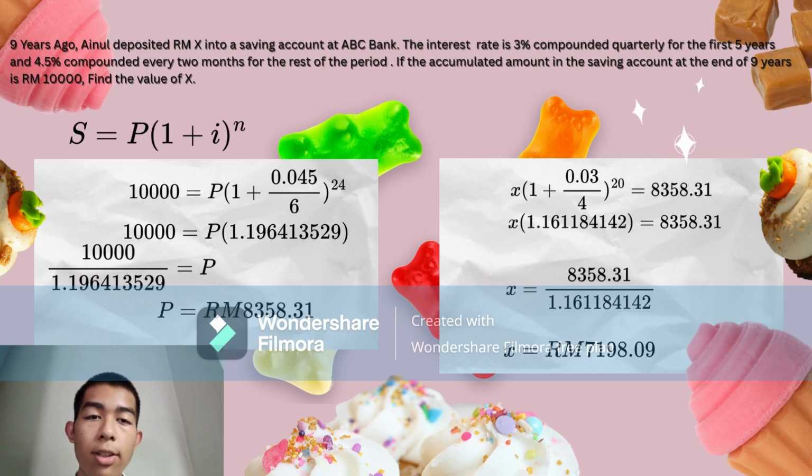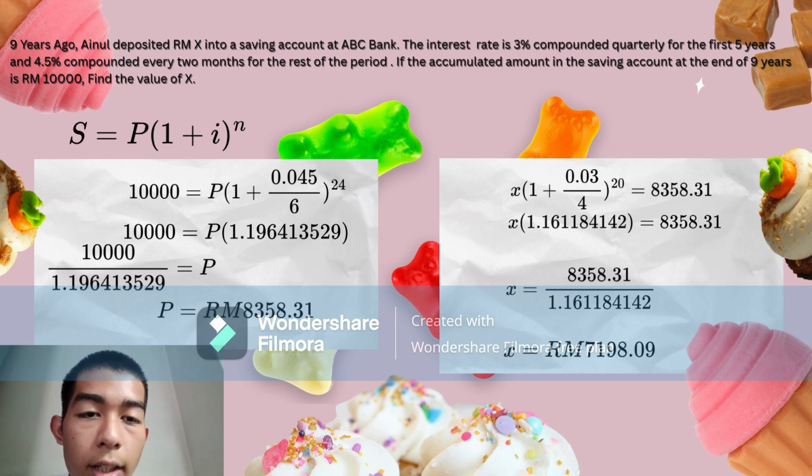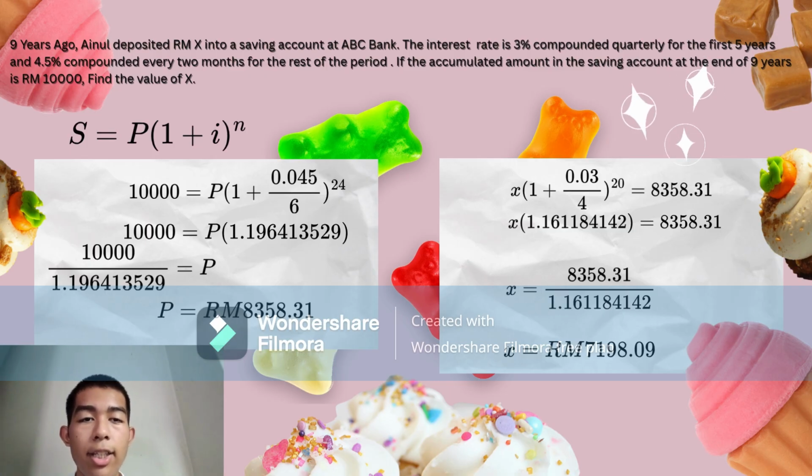So 10,000 equal to P4. P4 means the original principal for the last 4 years, and we will use it as a future value for the first 5 years to find the X. So after that, P4(1 + 0.045/6)^24. After we calculate it, we will get RM 8,358.31.